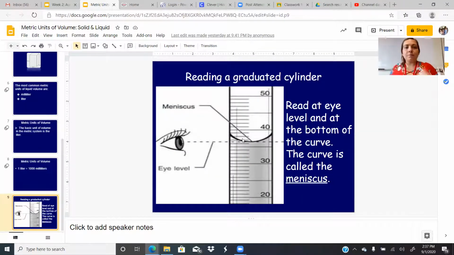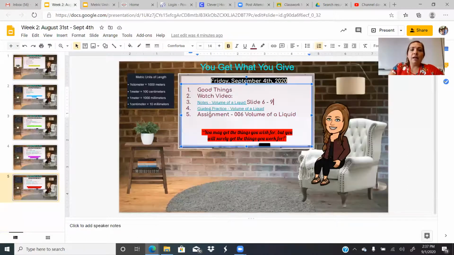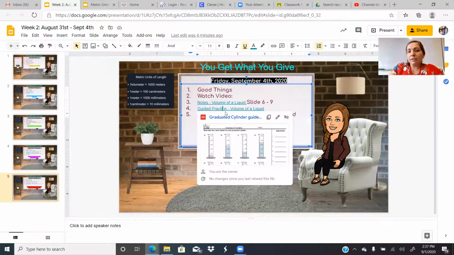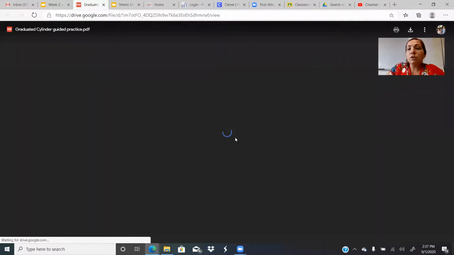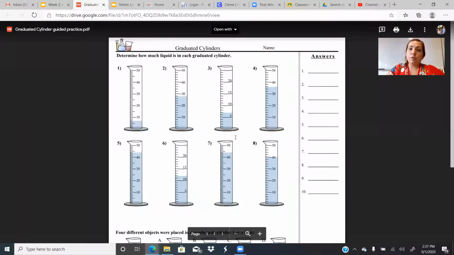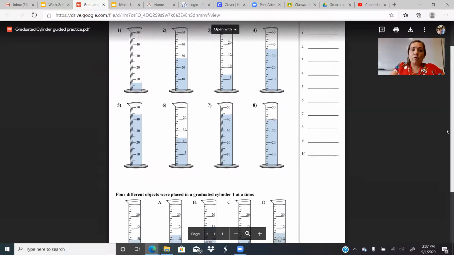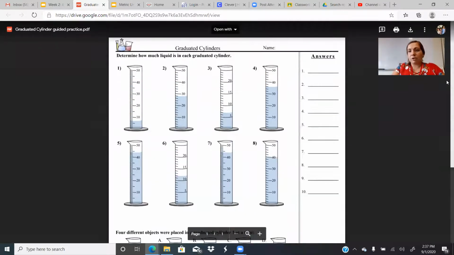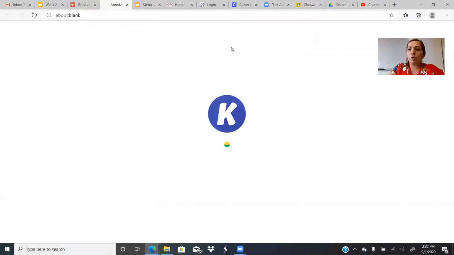Simple, easy, right? Okay, so you're going to go back here, and it looks like we're going to do a guided practice. This looks almost identical to your work for homework. There's only 12 questions, okay? So I'm going to open this with Cami, and I'm going to work through it with you.